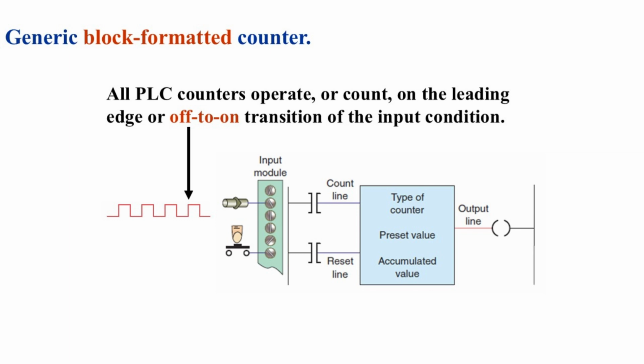In this example, a photoelectric sensor on a conveyor sends a pulse each time a part passes by. The input module receives these pulses through the count line and sends them to the counter block. Inside the counter, three main values are stored. The type of counter being used, the preset value, which defines the target count, and the accumulated value, which records how many events have occurred so far. Once the accumulated value equals the preset value, the counter's done bit turns on, activating an output line. The reset line works just like before. When the reset condition becomes true, the accumulated value clears back to 0, allowing the system to begin a new counting cycle.